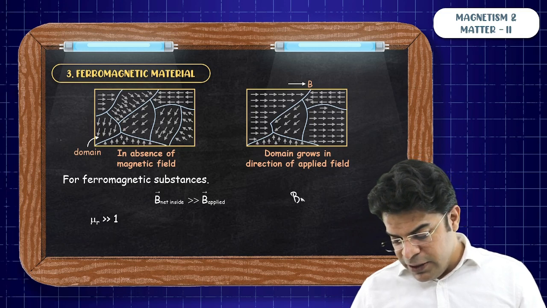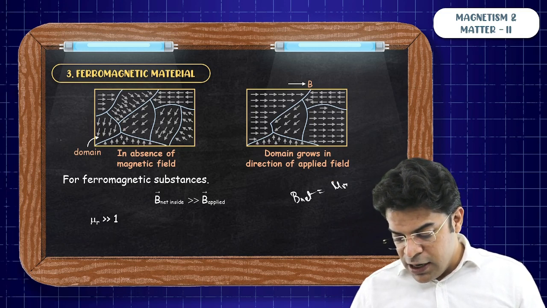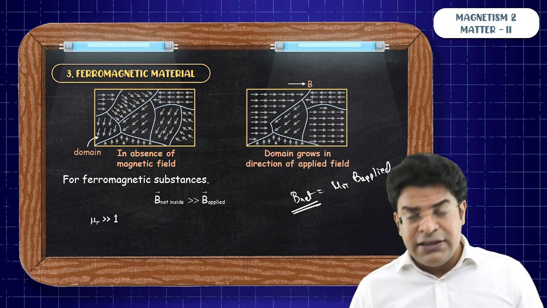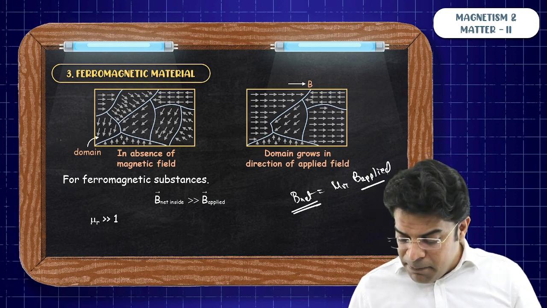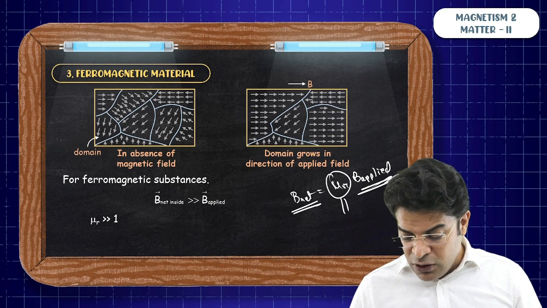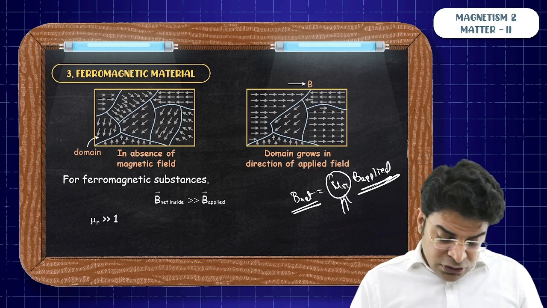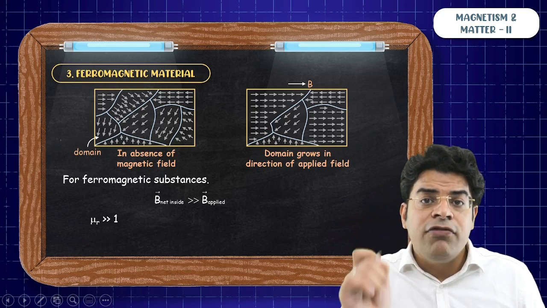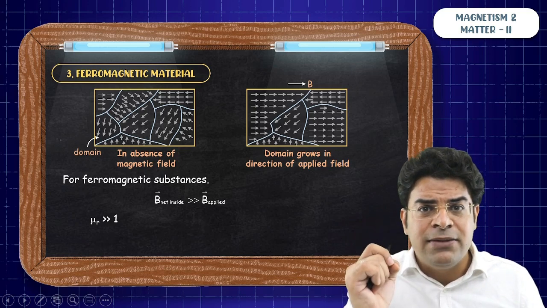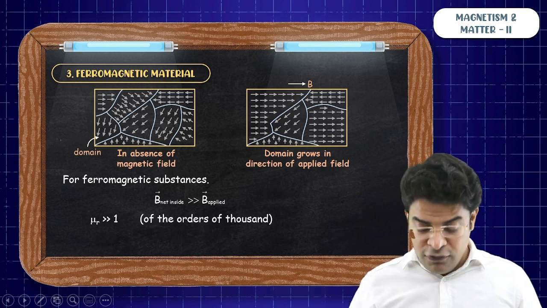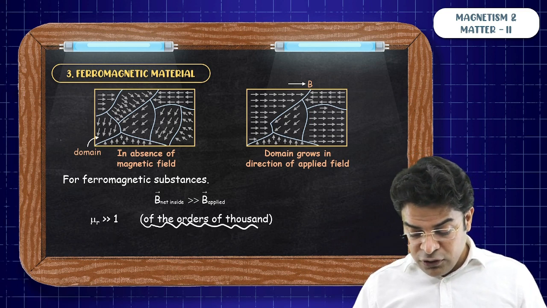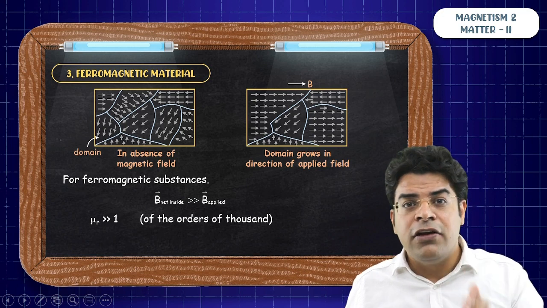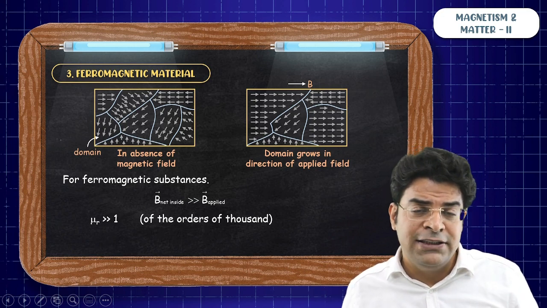We know that B net inside equals mu r times B applied. As B net inside comes out to be way greater than the applied magnetic field, it means that this mu r is a very big number. So this mu r is greater than 1, and do understand the relative permeability for ferromagnetic substances is of the order of 1000. It is kind of 3000, 4000. That's how high the relative permeability of ferromagnetic substances is.